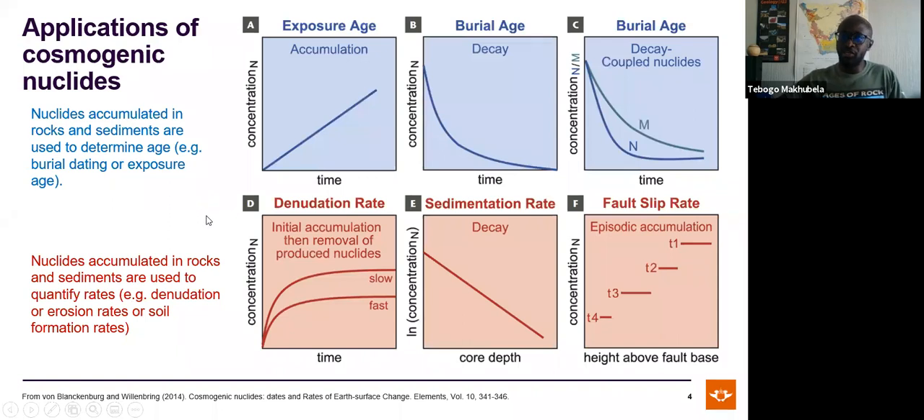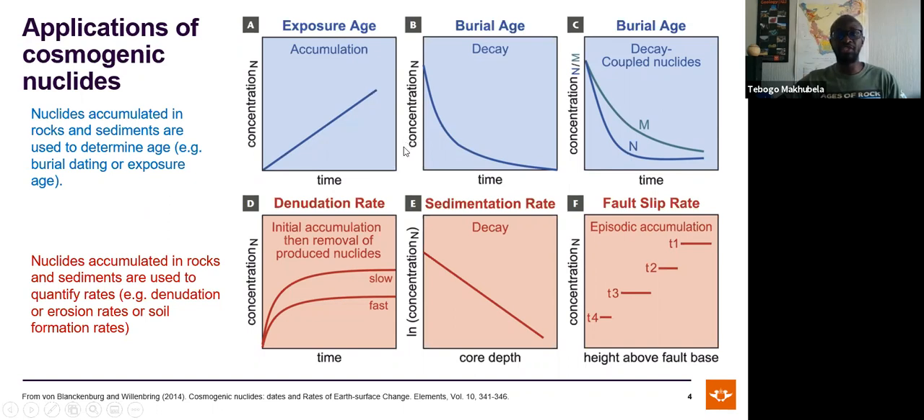So applications of cosmogenic nuclides, they're very diverse. The nuclides that have been accumulated in the rocks and sediments on surface can be used to determine the age. For example, an exposure age, which gives an idea of how long a surface or a material has been sitting on the surface, exposed to the cosmic rays as they come and they produce these nuclides on the rock or the surface. As well as burial dating, which works in the way that something that was previously exposed on surface is now buried at some depth where the production of cosmogenic nuclides is now taking place.